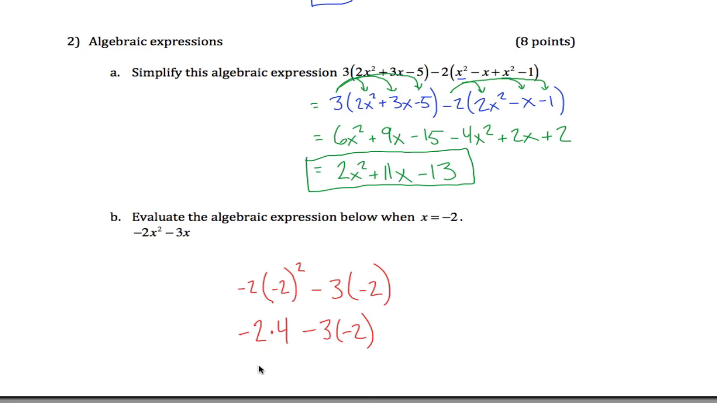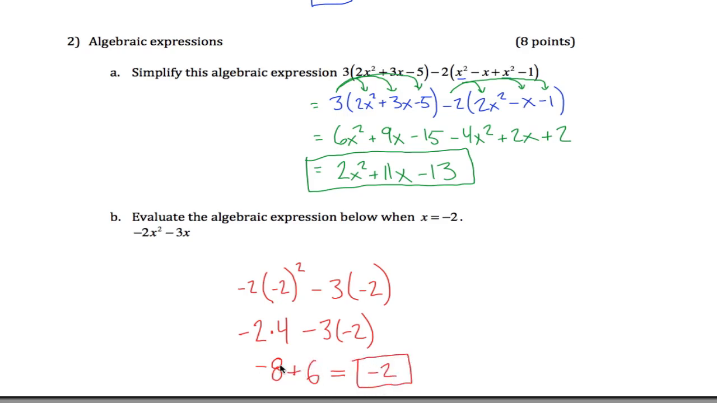Anyways, negative 2 times 4 is negative 8. A negative times a positive is a negative. And negative 3 times negative 2, a negative times a negative, gives us a positive. So negative times a positive is a negative. Negative times a negative is a positive. Negative 8 plus 6 is negative 2, which is the final answer.